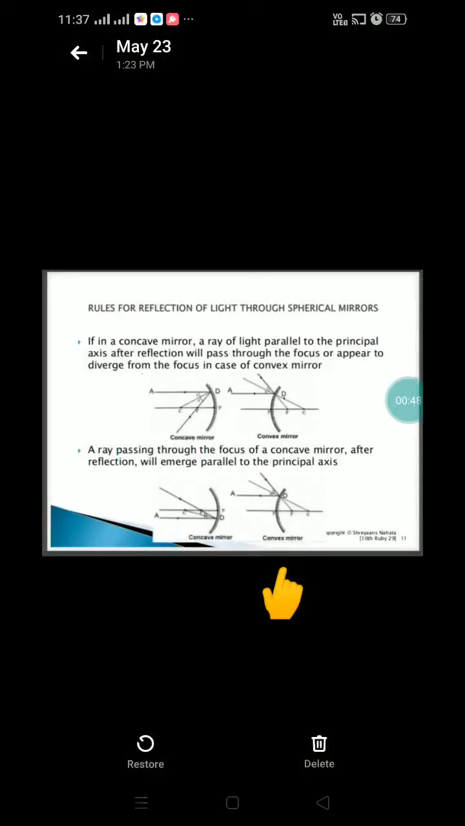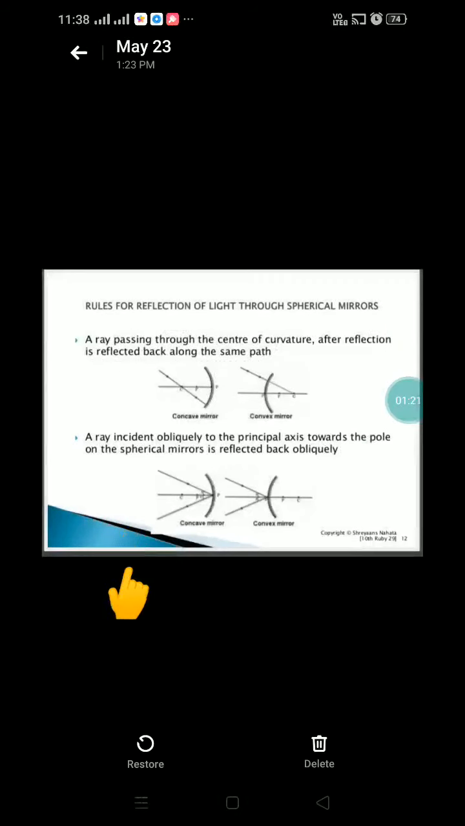Students, do you remember the four rules that we studied in the last section? These are our four rules. First rule: a ray incident parallel to the principal axis will move through the focus after the reflection. This is our first rule. Second rule: a ray passing through the focus will move parallel to the principal axis after the reflection. Then third rule: a ray passing through the center of curvature will reflect through the same path.